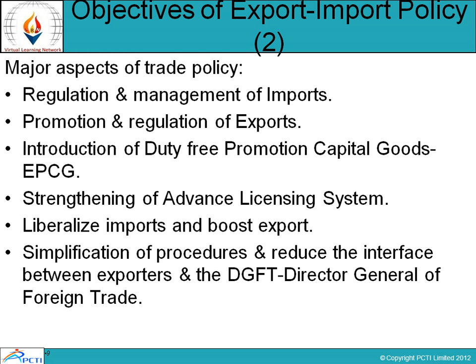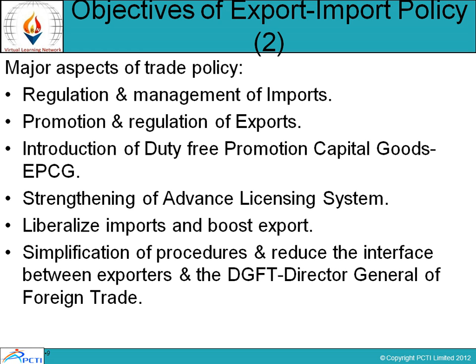So the objectives of export-import policies, they were major aspects of trade policies. Trade policies के कुछ major aspects हैं. So what are these major aspects? सबसे पहले है regulation and management of imports. हम जो भी चीज़ें import कर रहे हैं उसकी proper regulation और उसकी proper management. Second, promotion and regulation of export. Export को ज़्यादा से ज़्यादा promote कैसे किया जाए और उसकी proper regulation.